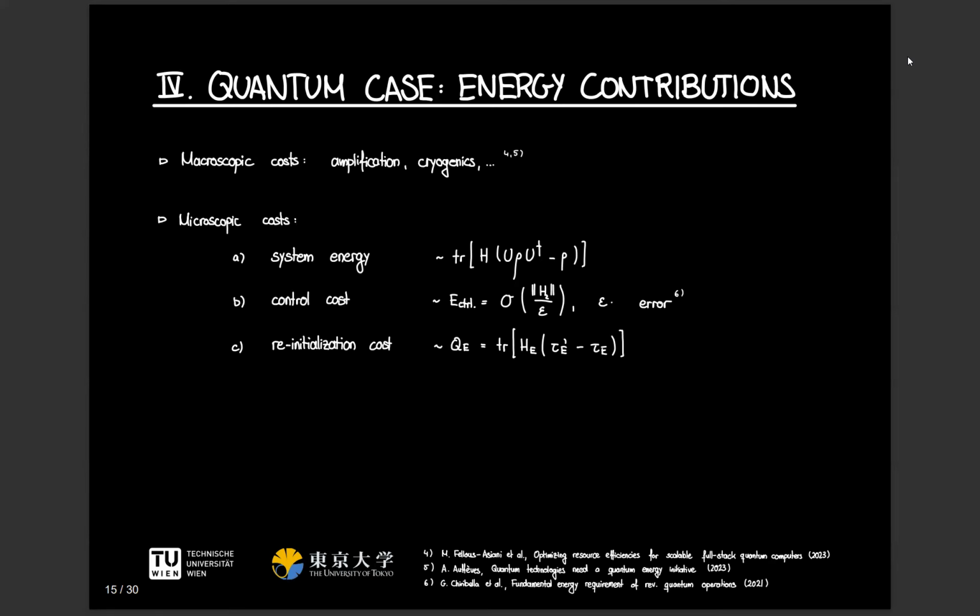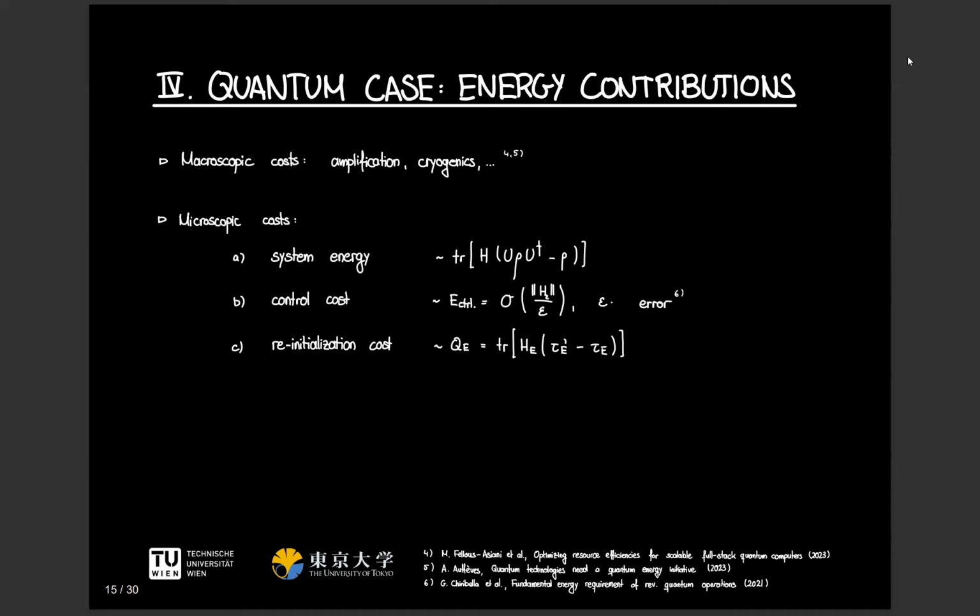Going towards the quantum case, we want to switch gears and not ask about the fundamental lower bound, but rather what is achievable. And for this, we have to make a decision of which energetic costs we account for. So there exist in practice macroscopic costs for a quantum computation. So we'll have amplification, you have cryogenics, you even have the coffee machine in the office, and it's a question of which parts you account for, which are necessary for solving that computational problem.